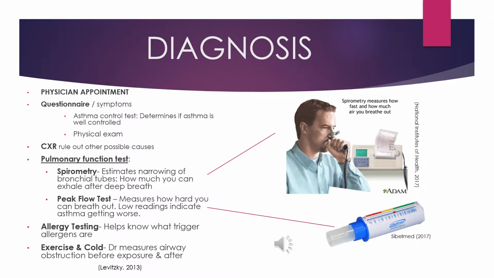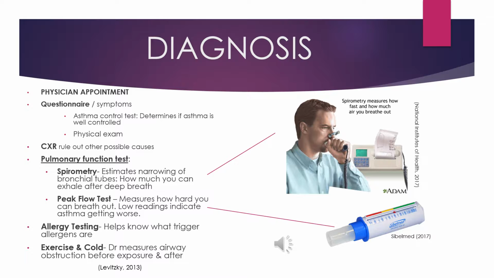And so the doctor's going to do a questionnaire of some symptoms. It's called an asthma control test, is one of them. And it determines if your asthma is well controlled. Now, if this is your initial visit, of course, you're not going to have medications and it's not going to be controlled. But you will have continual visits because remember, this is not a disease that is curable.